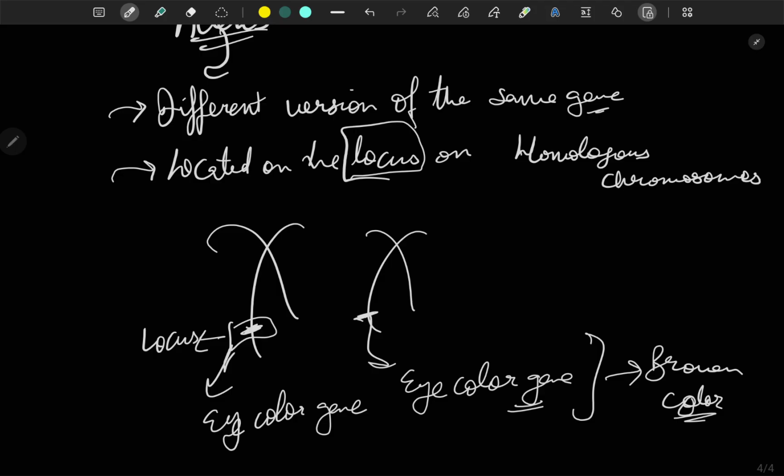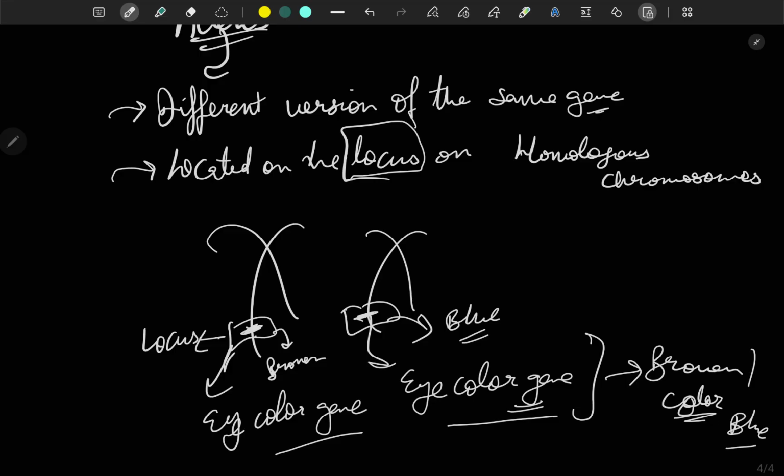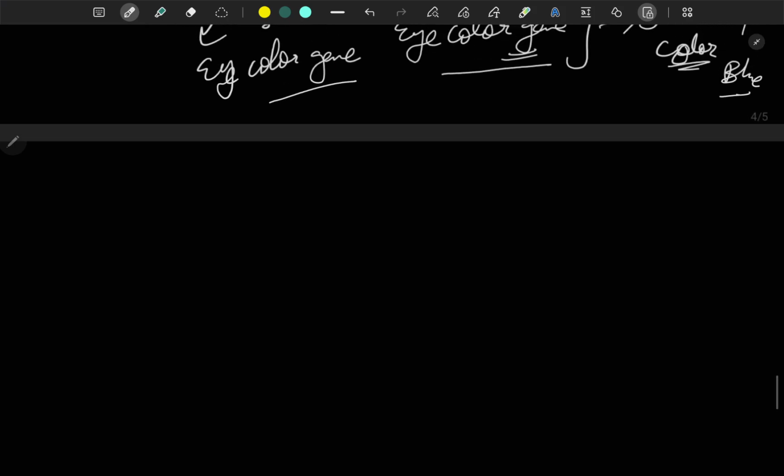Is it the eye color gene? It is the eye color gene. But one of the genes here, for example this gene, gives the brown color. This gene can give what? Blue color. But they are attached at the same line. So that's why this is called an allele.